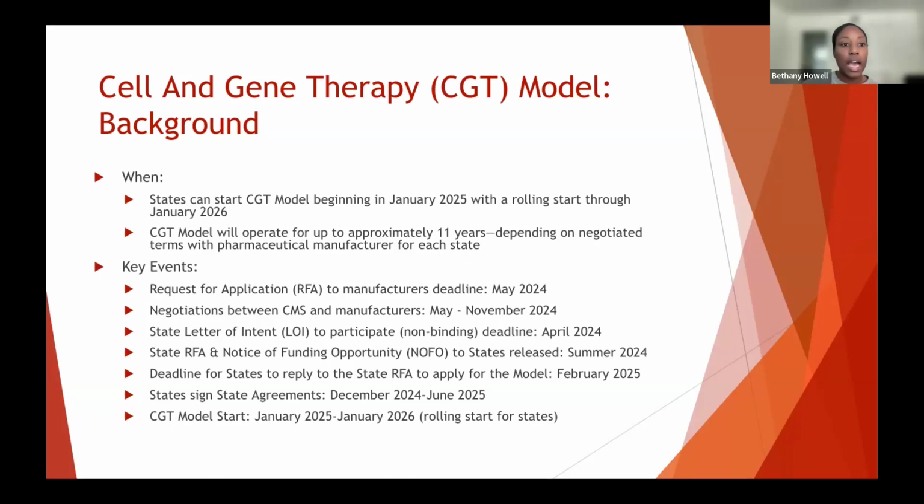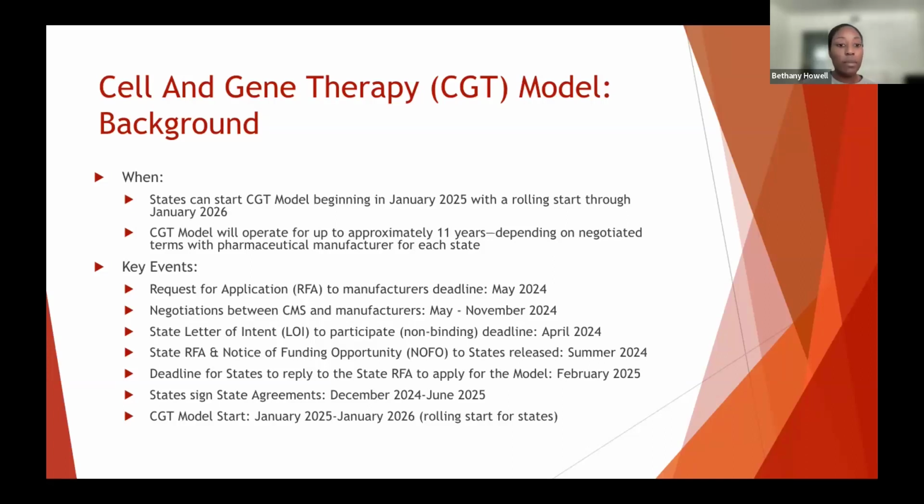So we'll go over a timeline really quickly. The CGT model is set to begin in January 2025 with a rolling start through January of the next year, 2026. And as of right now, the model will operate for approximately 11 years, but this all depends on the negotiated terms with the manufacturers for each state. So there are some key events to keep in mind, and these are broken down in the next slide.